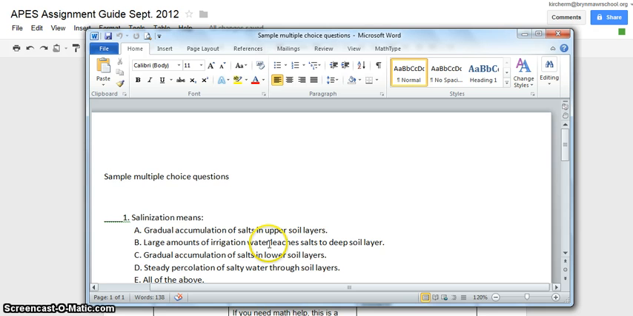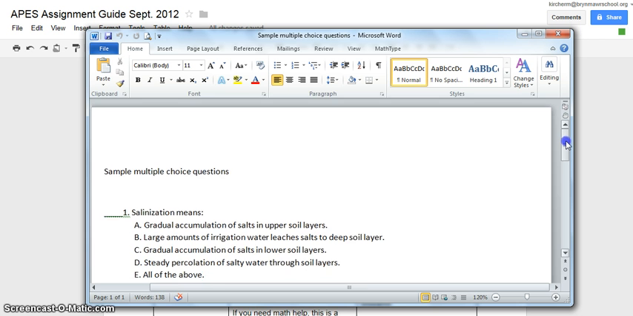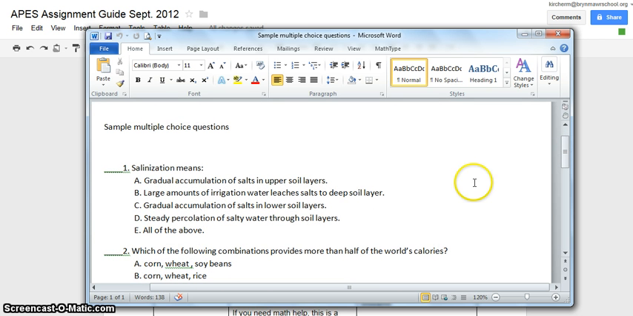Now, the test itself will follow the AP exam format, and that is that it will be partially multiple choice and partially free response. I'm going to run through three samples of multiple choice questions for you and talk about some strategies. First of all, the multiple choices will always have 5 potential answers, 5 options. So here's question number 1.